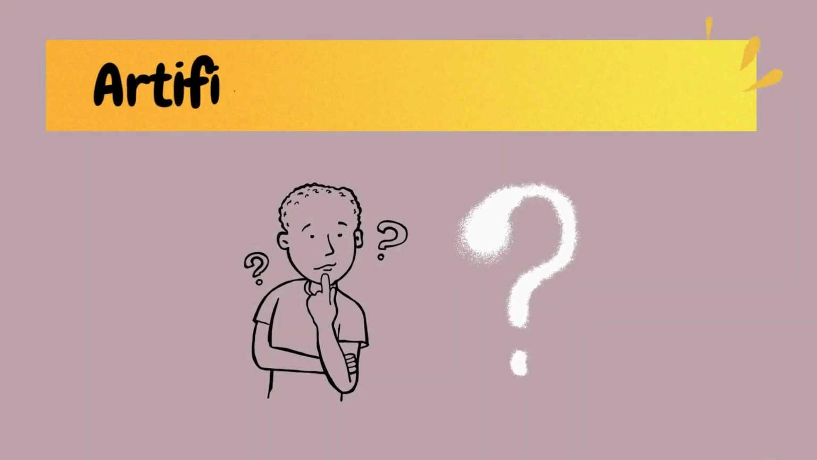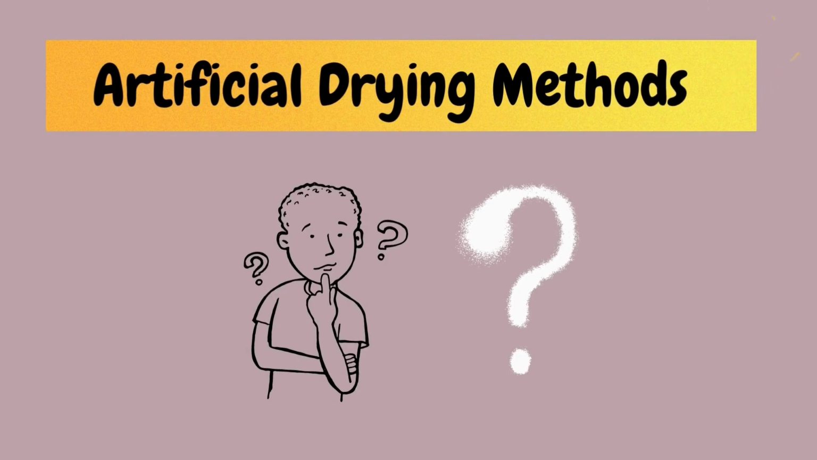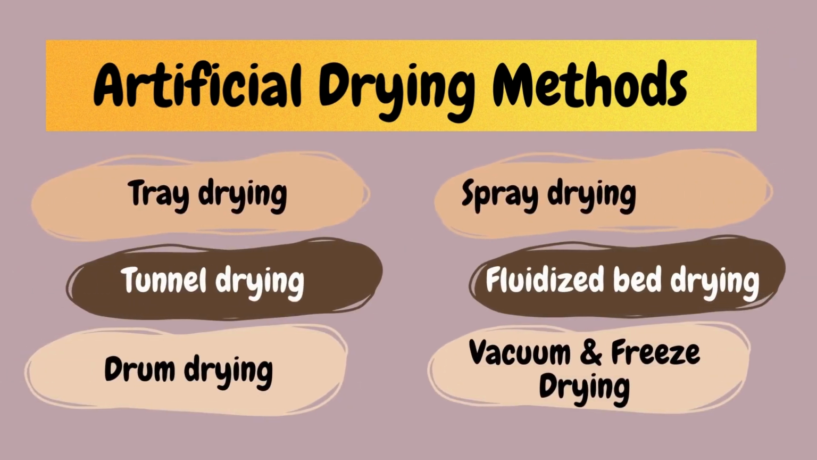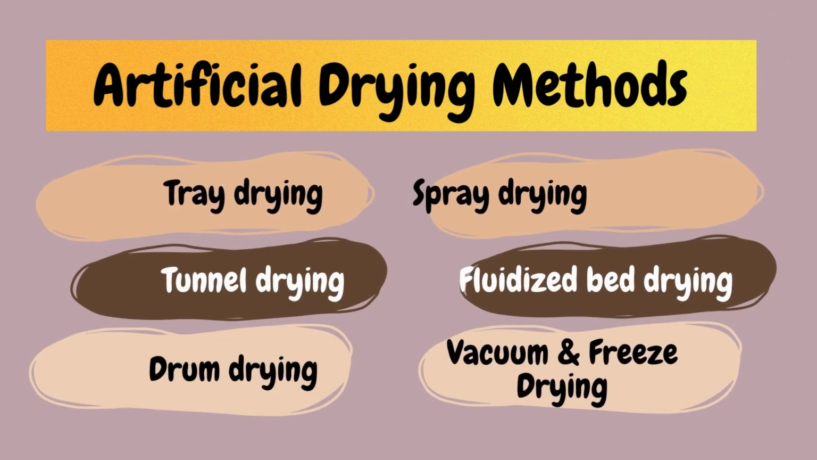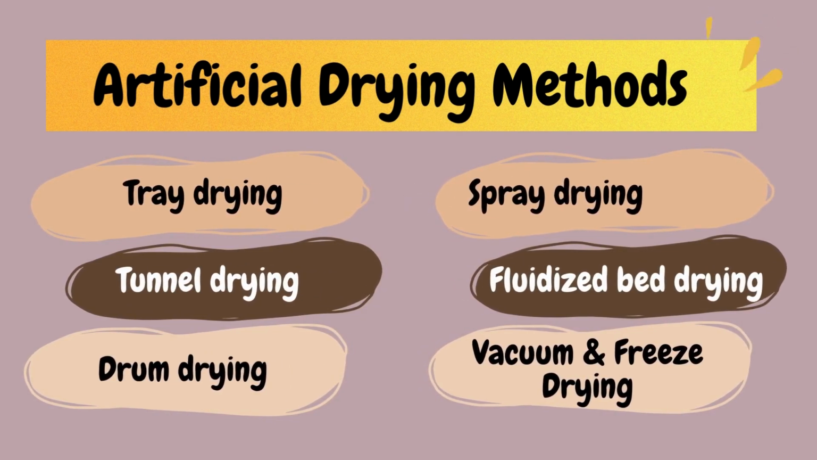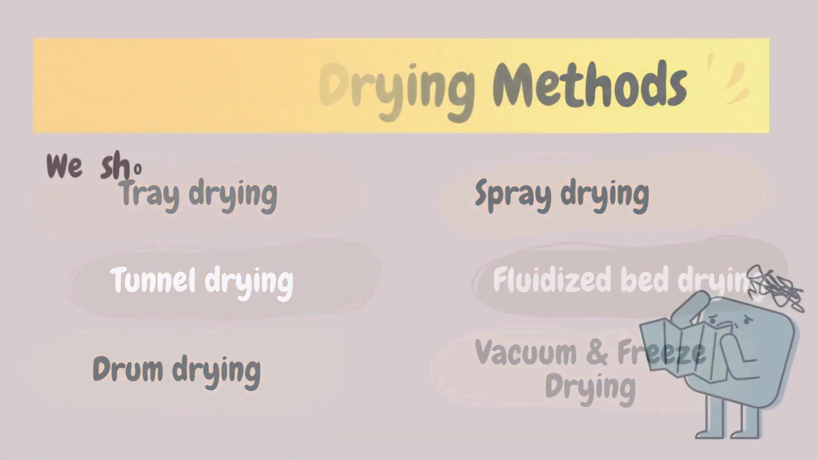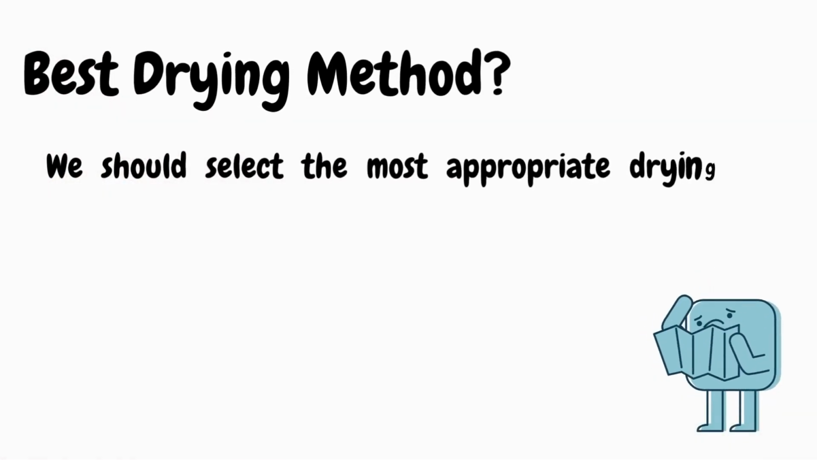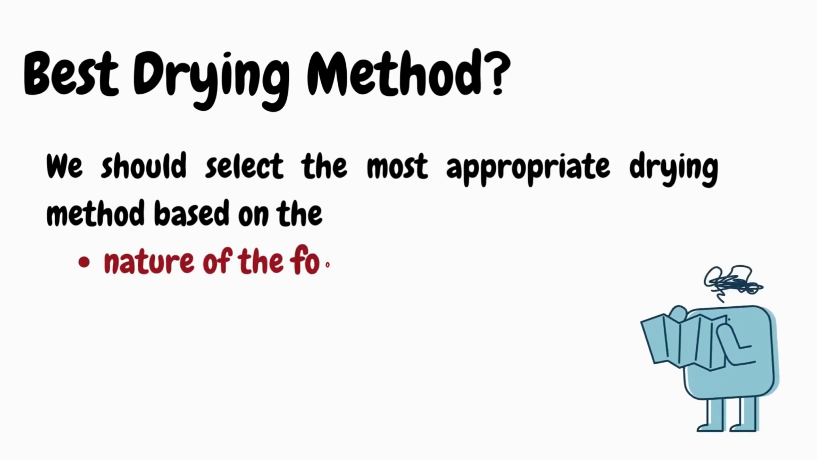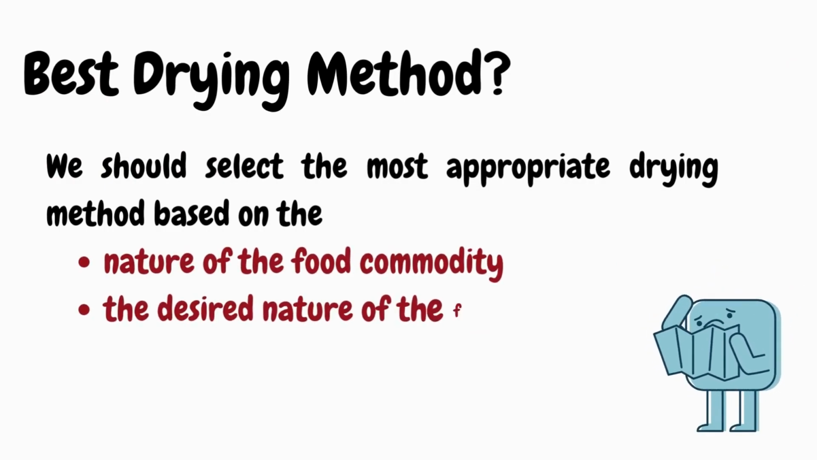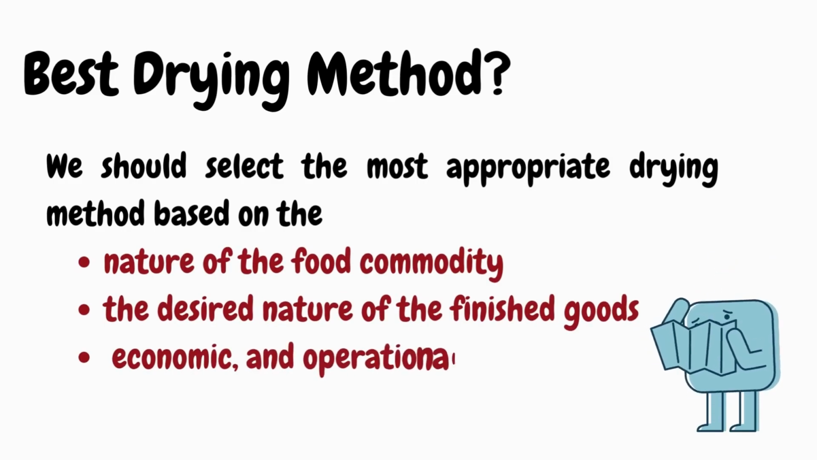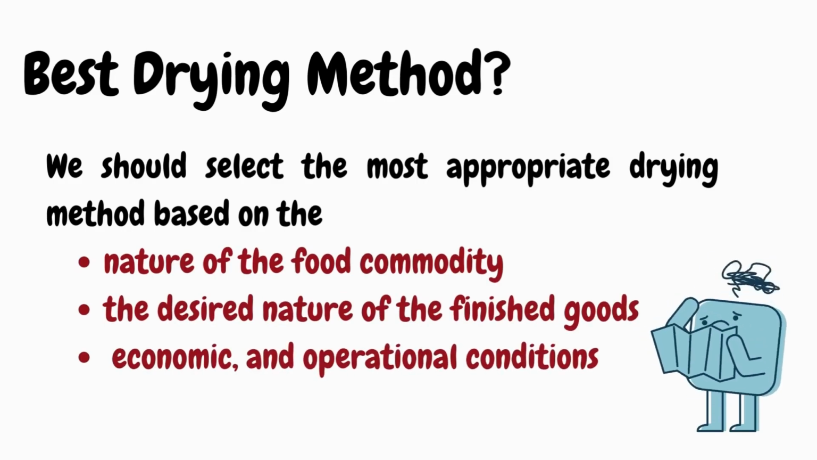Our next question is, what are the artificial ways of drying we can use to preserve our food? Some of the methods can be simply mentioned for your understanding. They include tray drying method, tunnel drying, roller or drum drying, spray drying, fluidized bed drying, vacuum drying, freeze drying method and many more. Even though there are numerous drying methods, we should select the most appropriate drying method based on the nature of the food commodity, the desired nature of the finished goods, economic, and operational conditions.